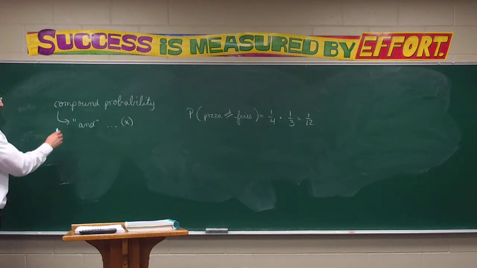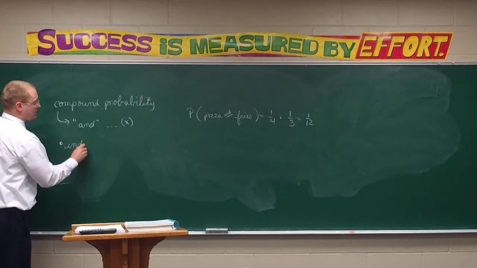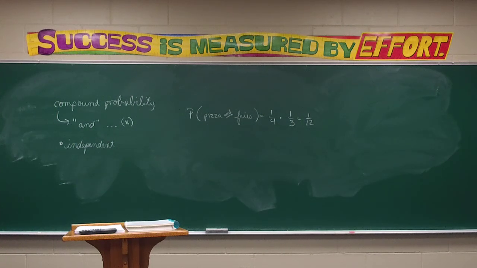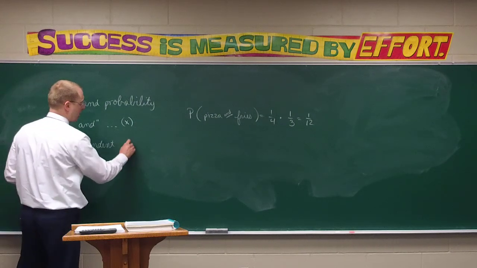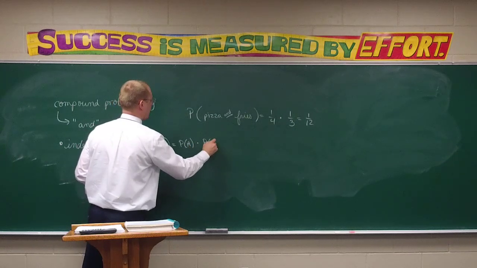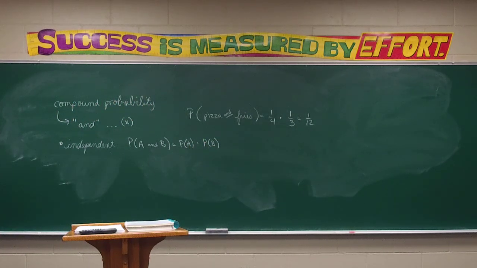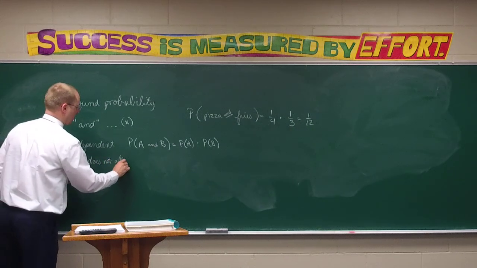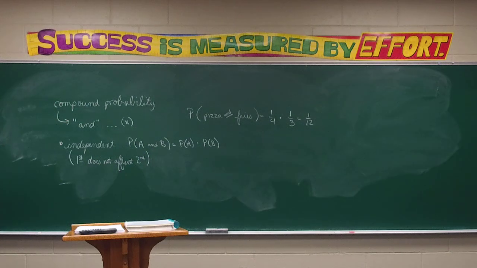But there are 2 categories of compound probability. First of all, there's the category of what are called independent compound probabilities. Does the selection of pizza in any way affect the selection of fries? No. Because you pick any one of these 4 entrees you want, you pick any one of the 4 sides you want. They are completely independent of each other. And for independent, you just take the probability of A and B, and it simply equals the probability of A times the probability of B. For independent events, the first choice does not affect the second choice.